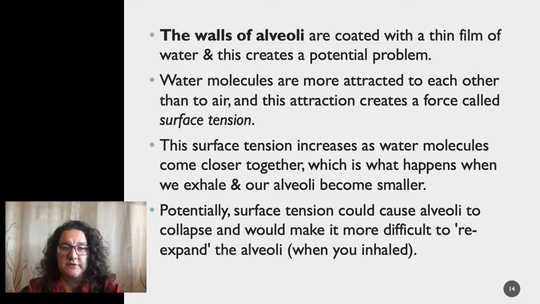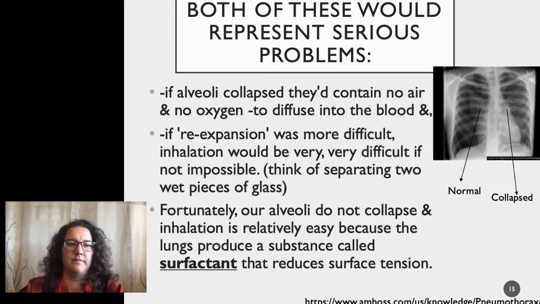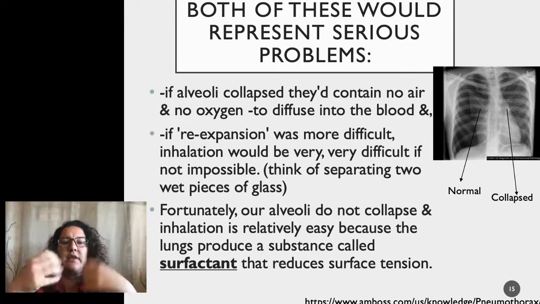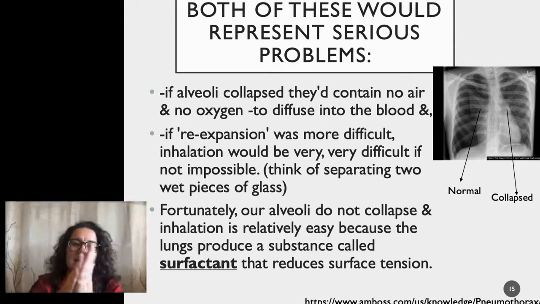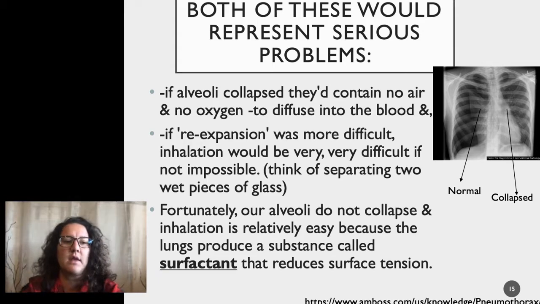And if the surface tension became greater than the force of breathing, it would make it more difficult to re-expand the alveoli when you inhaled. If the alveoli collapsed, they would contain no air and no oxygen to diffuse into the blood. And if re-expansion is more difficult, it would be very difficult or nearly impossible to breathe air into those air sacs. Try to separate two pieces of wet glass. You can slide them on each other, but you really can't peel them apart.